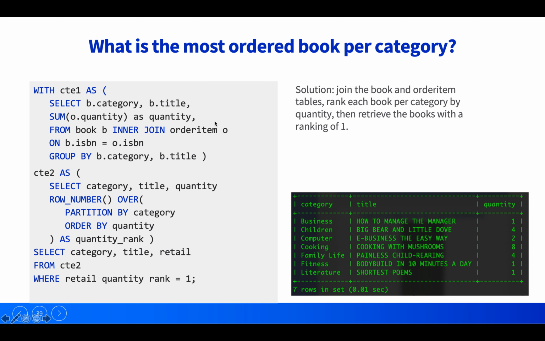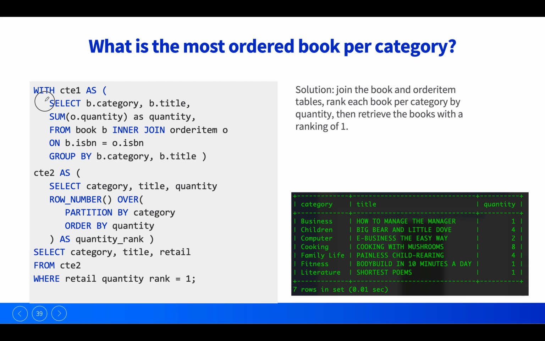Okay, so here we just have one more activity, which is what is the most ordered book by category. So for this particular query, we need to do the following. First, we need to join the book and order item tables so that we can retrieve the title, or rather the name of the book. Afterwards, we apply the ranking again, and here we want to rank each book per category by the quantity, the number of books that were ordered. Finally, we retrieve the books with a ranking of 1. So that's what we did in this particular statement.